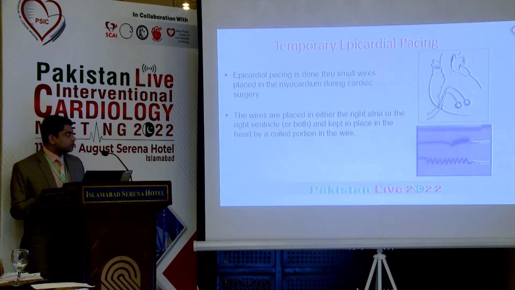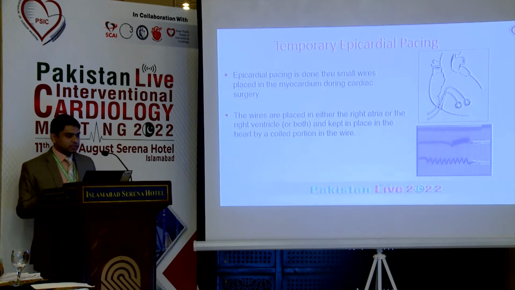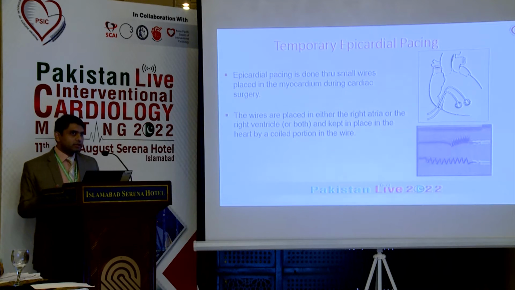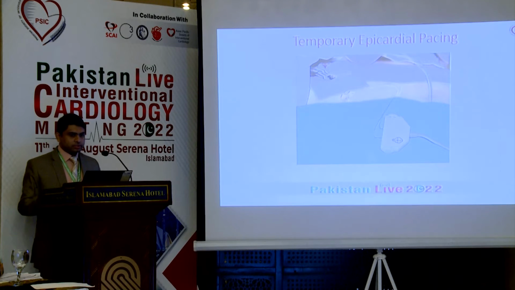The other type of temporary pacing is temporary epicardial pacing, which is done mostly in post-cardiac surgery patients. During the cardiac surgery procedure, these leads are placed in the right ventricle or right atrium. When there is a need of pacing, the pacer box is applied to this lead, and epicardial pacing is done.